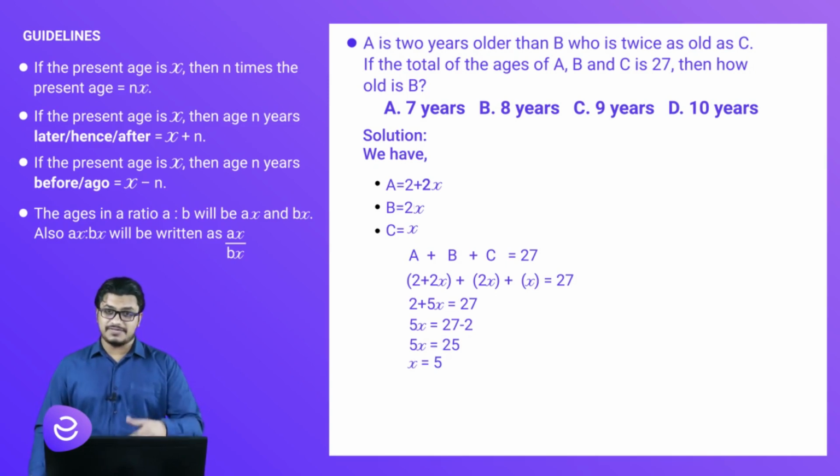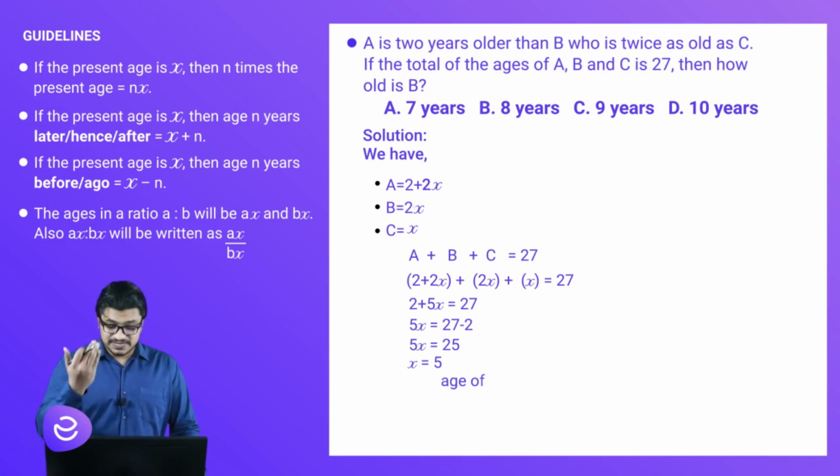So, if we go up, we have C equals X. So, X is the age of C. But the question is, how old is B? So, the question is, what is the age of B? We have the age of C as 5.